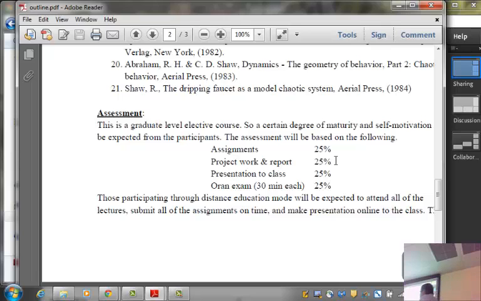And there will be an oral exam. There will be no written exam in this one. So there will be an oral exam of 30 minutes each that I will schedule at the end of the course.